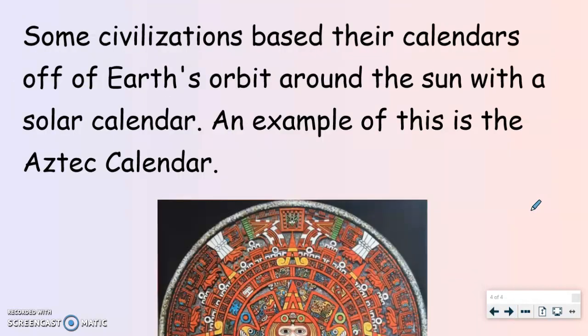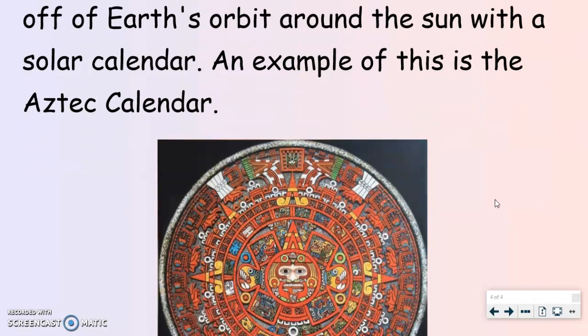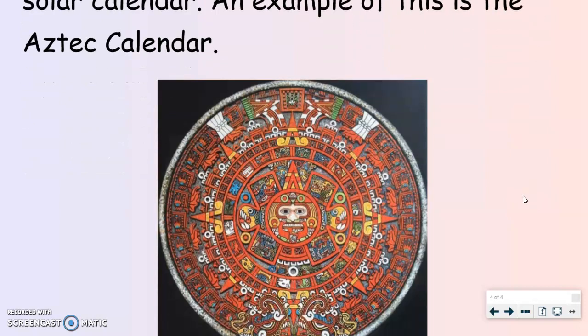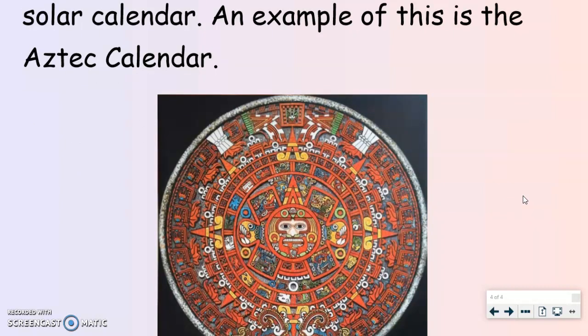And then some civilizations actually would base their calendars off of Earth's orbit around the sun with a solar calendar. So if you remember what we said before about constellations, they will be at different parts of the sky at different times of the year because of Earth's orbit. And also the position of the sun in the sky changes because of the position of Earth in its orbit. And so these would be tools that they would use to make a solar calendar.